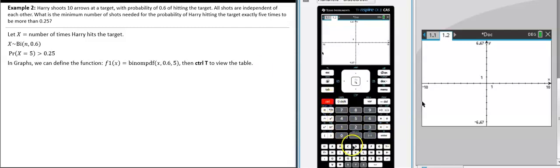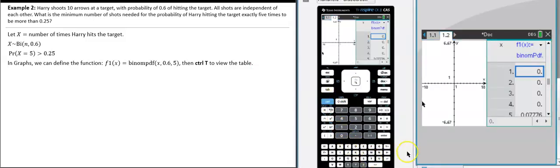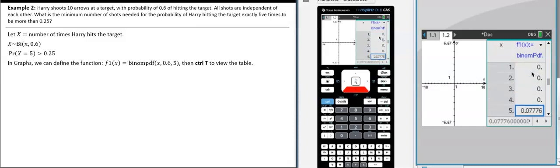We can press Control T to view the table, and see here, our probabilities round to 0 effectively here. We're looking for when they get to be greater than 0.25. So if he takes 5 shots, then the probability of him hitting the target 5 times is 0.077. So we keep on going through till we get to a value that is greater than 0.25.